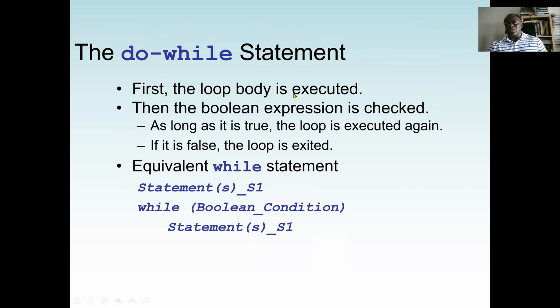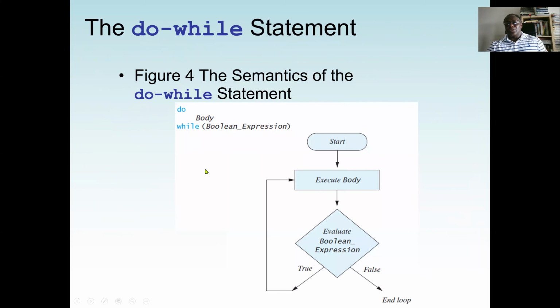So first, the loop body is executed. In do while the loop body will execute, then the Boolean expression is checked. As long as it is true, the loop will keep executing. Then anytime it becomes false, the loop will exit. So this is an example of the do while. So we do whatever the body execution is, while then we check our condition. If the condition is true, go back and execute again. We check the condition again. If it's true, we execute, then we check again. If it's false, we get out of the loop.